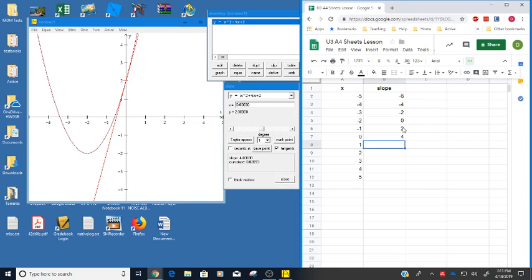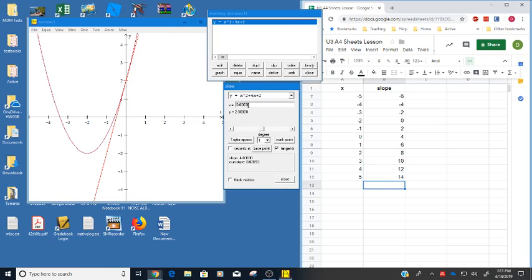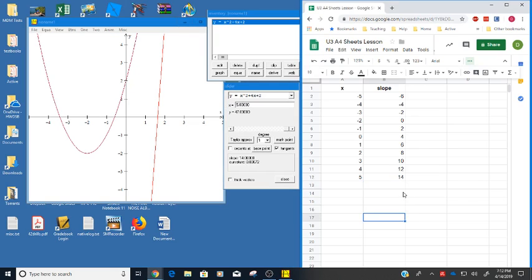Okay, and now I can kind of see the pattern here. It's changing by 2 each time. So -2, 0, 2, 4. So it's going to go 6, 8, 10, 12, and then 14. I'm just going to double check this by putting in 5 here and make sure it gives me the correct slope. It says the slope there is 14. Yep.